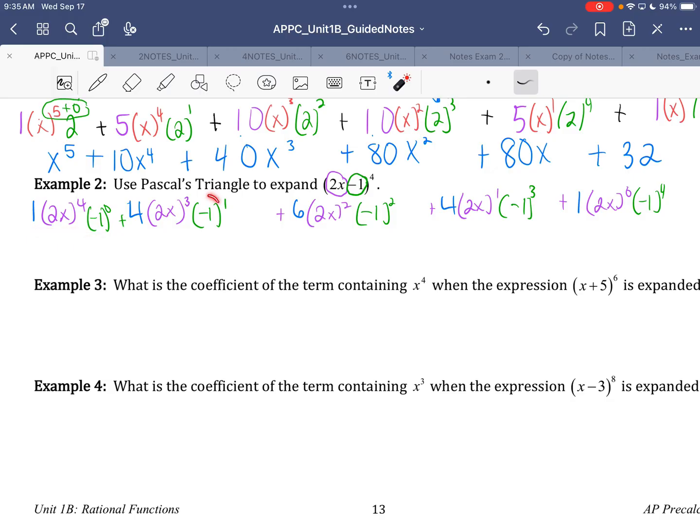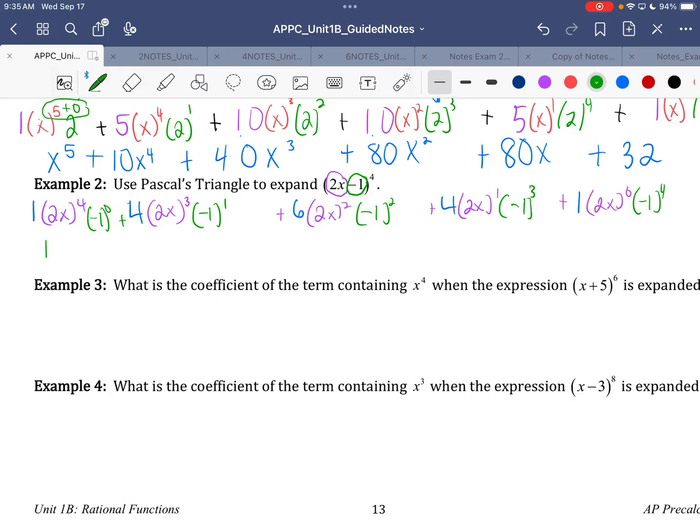But then -1 to the 1, what's going to happen? Negative. And then what's going to happen here? It's being squared. It's positive. So what's the pattern? Right. It always starts positive, and then it's going positive, negative, positive, negative. So anytime you see a negative in the parentheses, that should be the pattern. You should see the signs flipping between positive and negative.